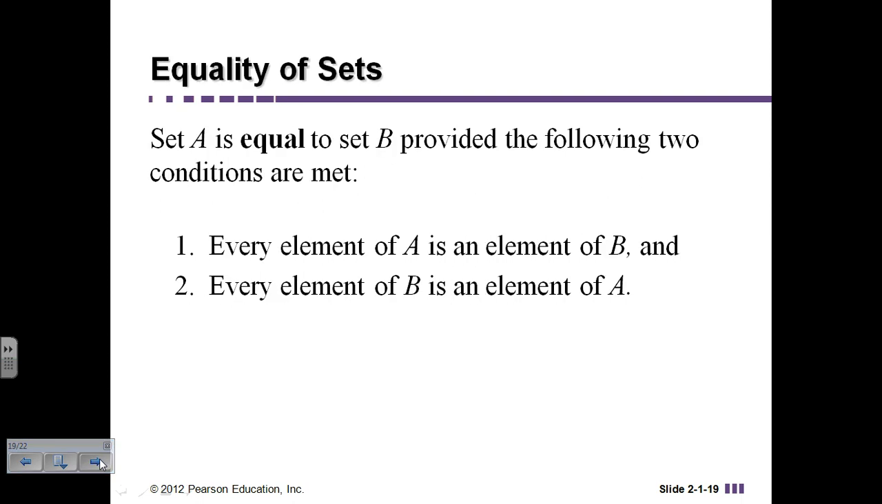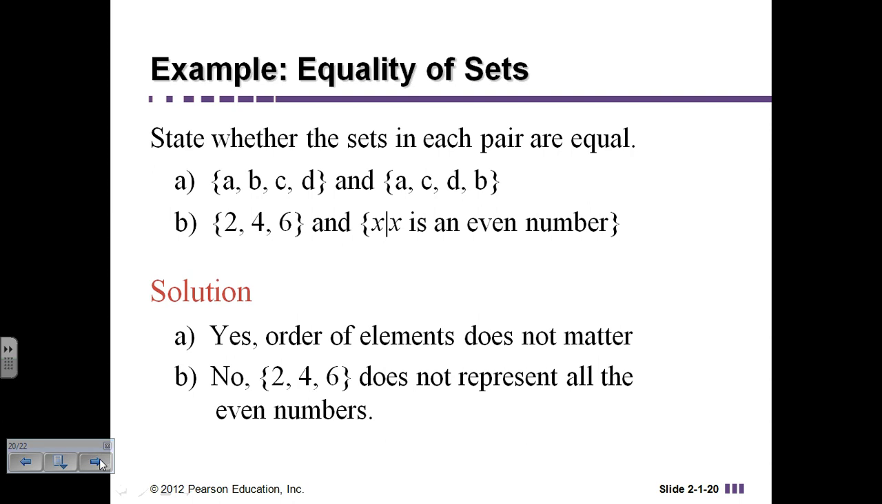Equality of sets means that the 2 sets are equal provided 2 conditions are met. The 2 conditions are that every element of A is also an element of B. In other words, if set A has the numbers 1, 2, and 3, then set B has to have the numbers 1, 2, and 3 also. And then the reverse of that would be that every element of B is also an element of A. So if we're looking at the set ABCD and the set ACDB, and I'm asking you if those 2 sets are equal, we would say yes, because it does not matter what order the elements are in as long as they have the same elements in each of the sets.